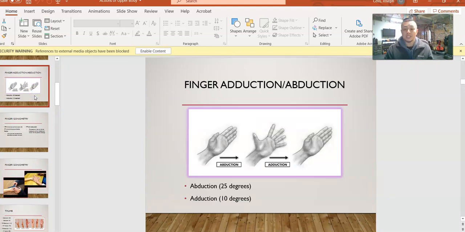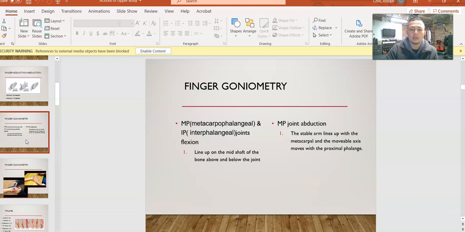Finger abduction and adduction. Adduction, bringing them back together. Abduction, bringing them apart. Okay, there are your average ranges of motion, degrees of motion there. Finger adduction and abduction. Bringing your fingers back together is adduction, and abduction is bringing them away from each other. Okay. Finger goniometry. Review that on your own.